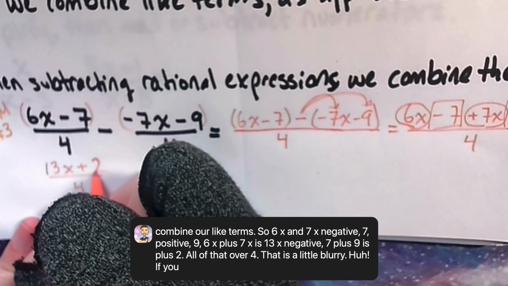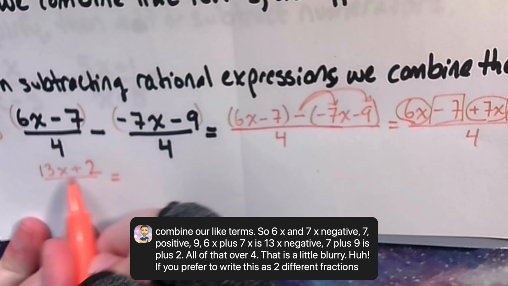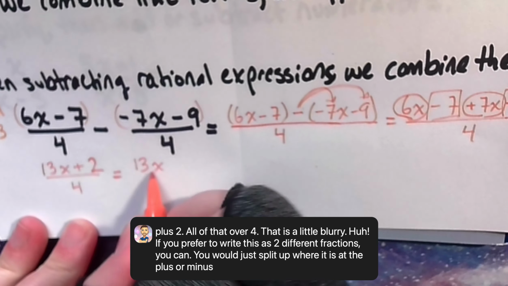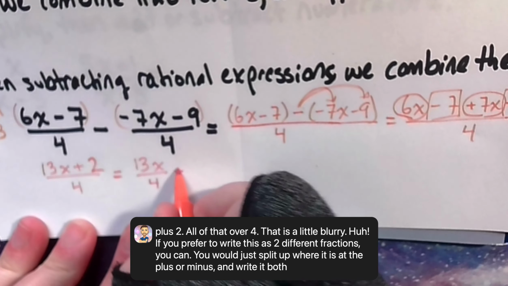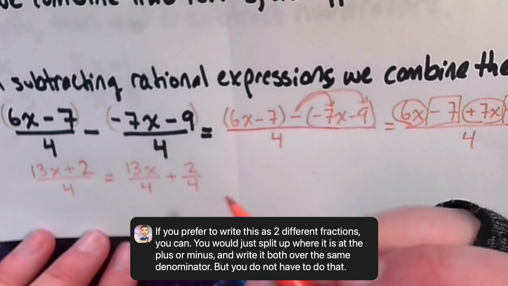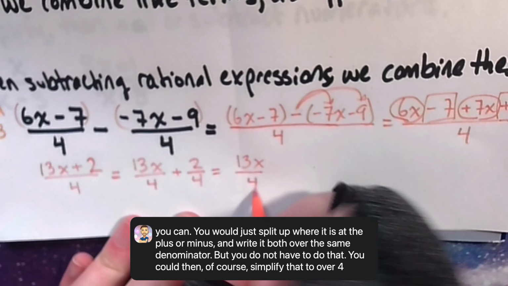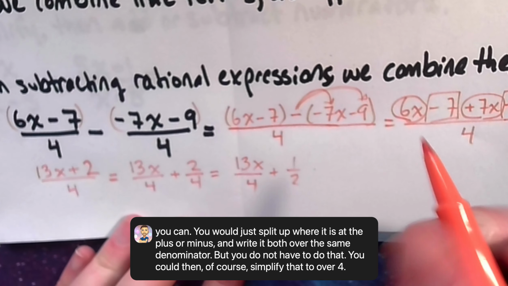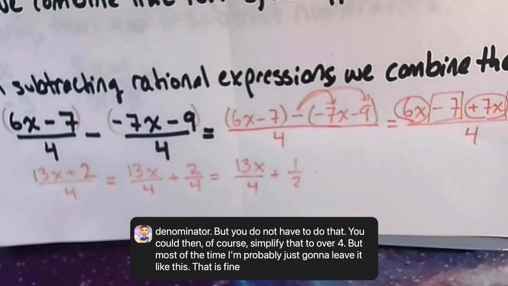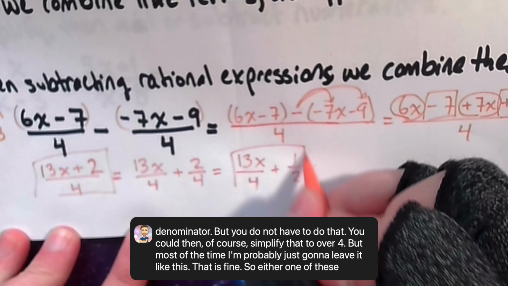If you prefer to write this as two different fractions, you can. You would just split up where it is at the plus or minus and write it both over the same denominator. But you do not have to do that. You could then, of course, simplify that 2 over 4. But most of the time, I'm probably just going to leave it like this. That is fine. So either one of these would be our final answer.